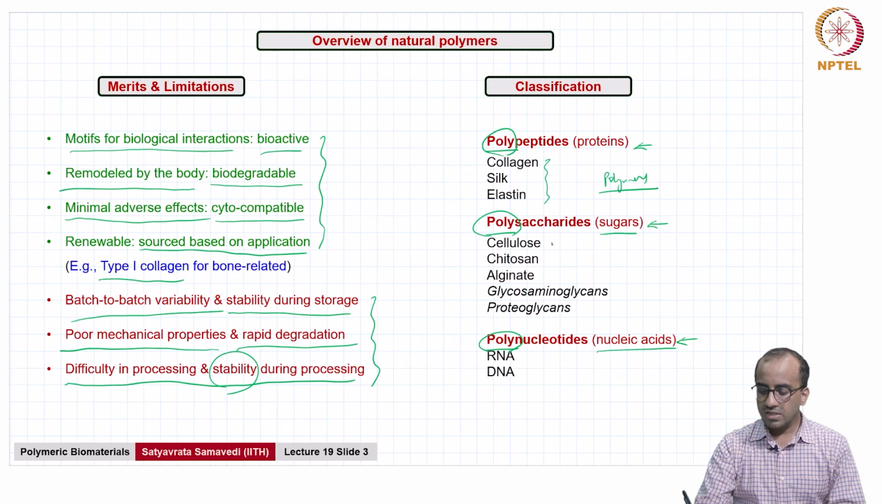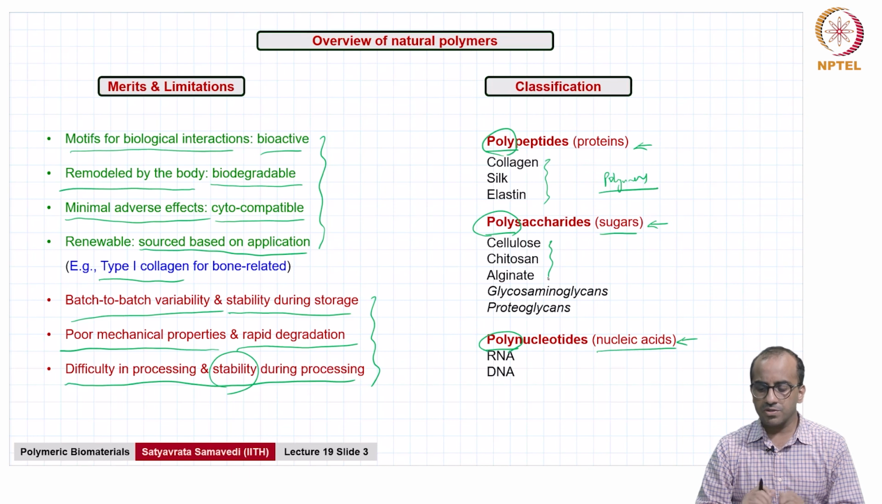Under polysaccharides, we list again some: cellulose, chitosan, alginate with varied properties, which we will have a chance to look at in the subsequent lecture. And polynucleotides, these are largely based on DNA and RNA.